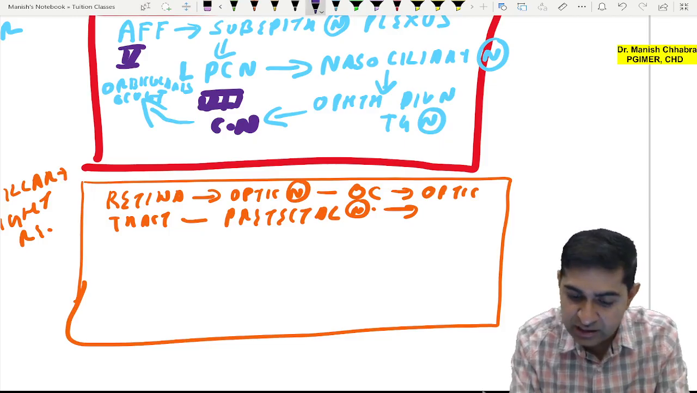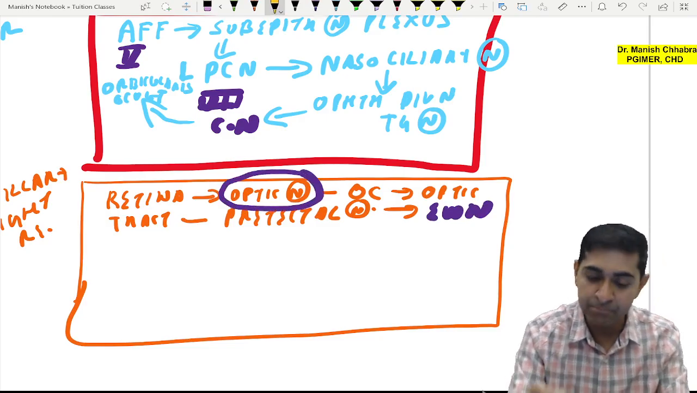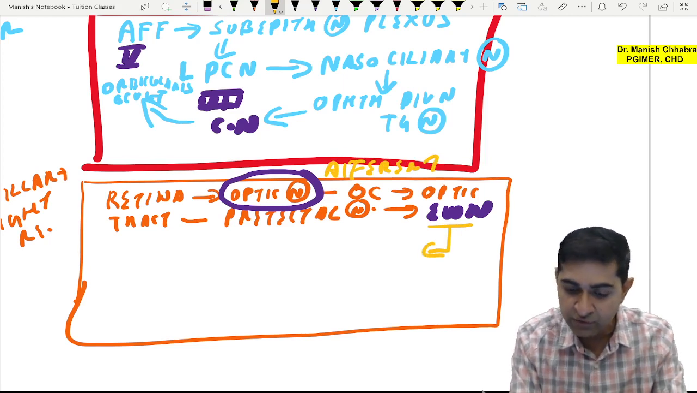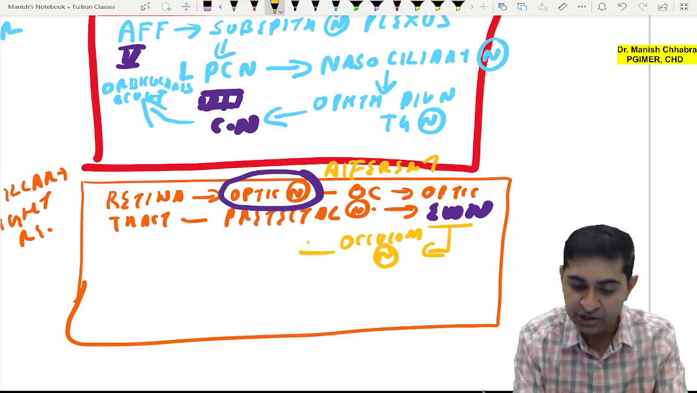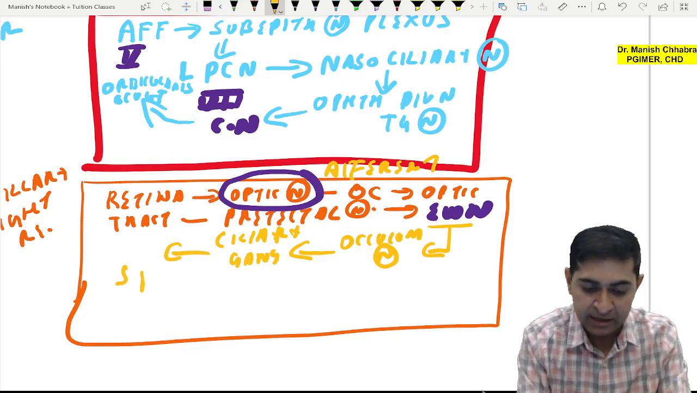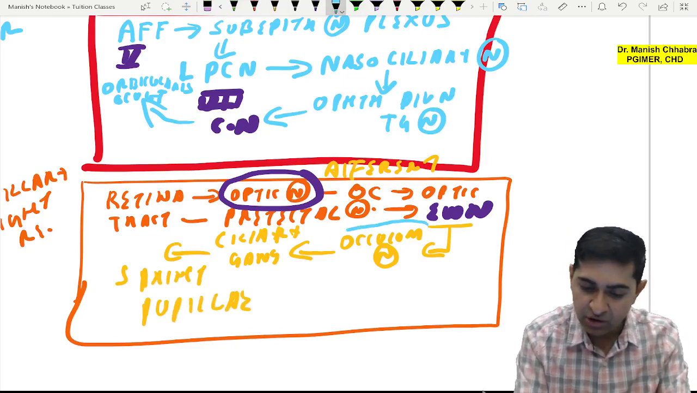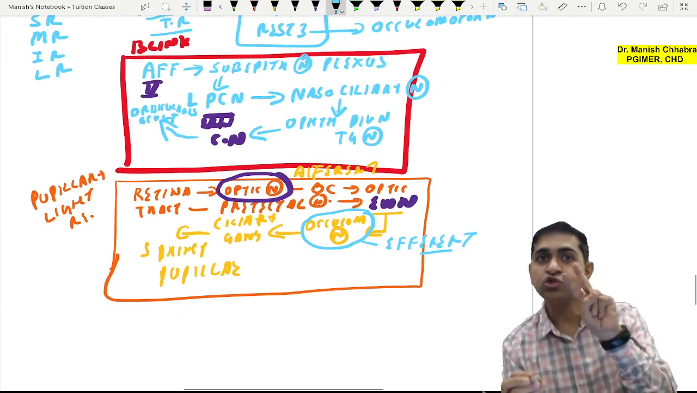So from the pretectal nucleus there is the Edinger-Westphal nucleus. This pathway, the optic nerve, is taking the impulse. So it is your optic nerve which forms the afferent pathway, and the Edinger-Westphal nucleus is the nucleus of the third cranial nerve, which is the oculomotor nerve. It is going to pass through the ciliary ganglion and supply sphincter pupillae. And so this oculomotor nerve is the efferent pathway.